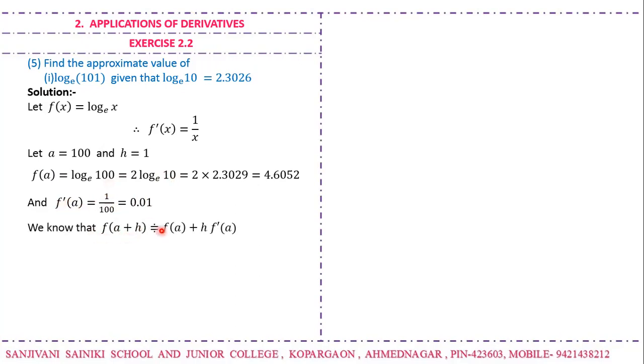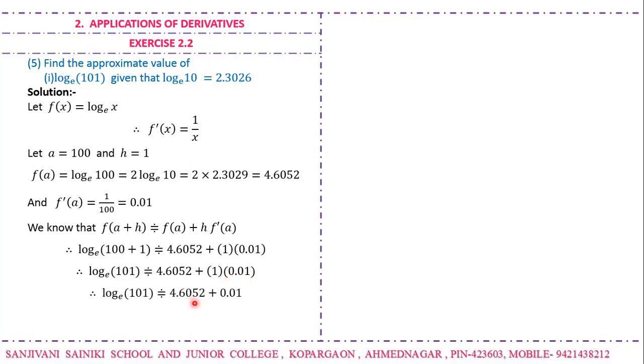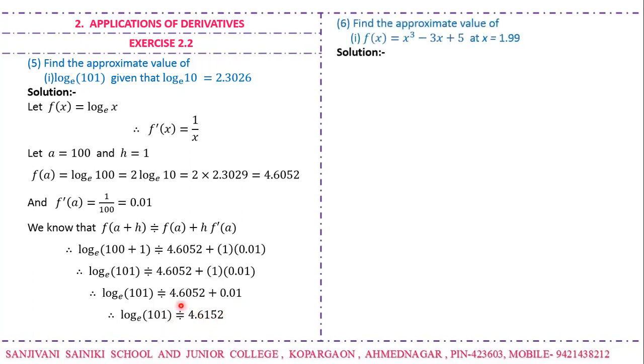So f of a plus h is approximately equal to f of a plus h f dash at a. Log of 100 plus 1 to the base e is approximately equal to 4.6052 plus 1 into 0.01. Now their multiplication is just 0.01, and the addition gives us 4.6152. So this is the approximate value of the given function, log of 101 to the base e.